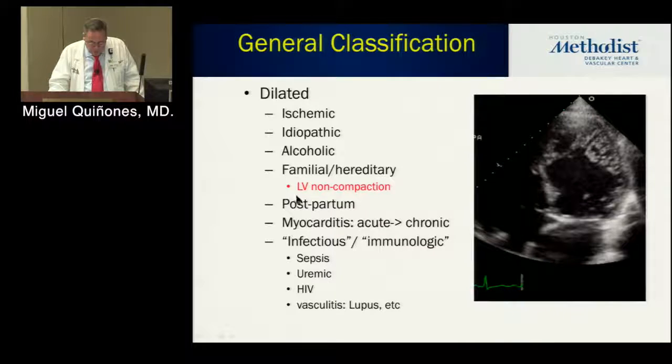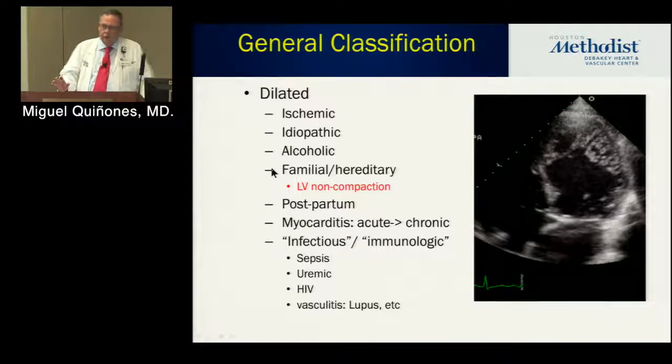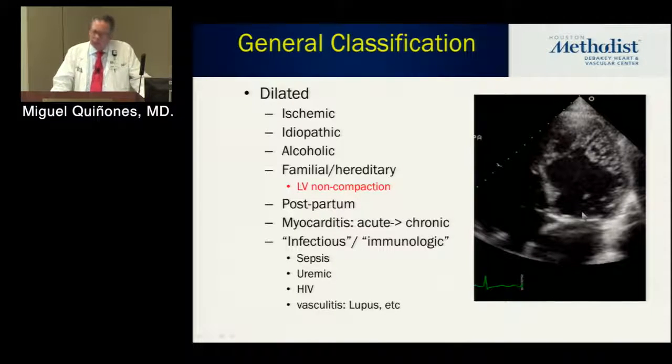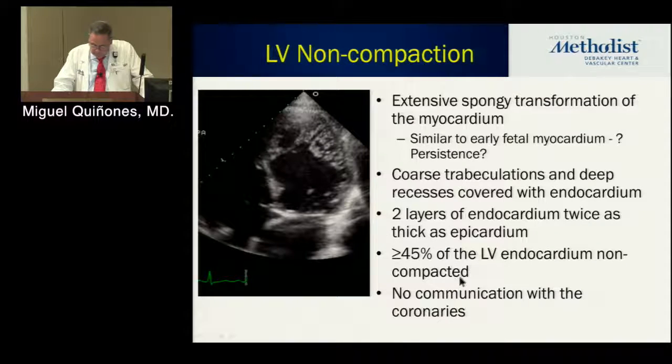Now, there is a group of dilated that do have features that tend to be a lot more specific, and that is this entity of non-compaction, which is, of course, a congenital condition. People are born with the genes for this, and this is a ventricle that, in addition to being somewhat dilated, although they don't really get very big, and having a low EF, they have all these little areas of non-compaction. It has been called spongy transformation of the myocardium, which resembles the fetal myocardium.